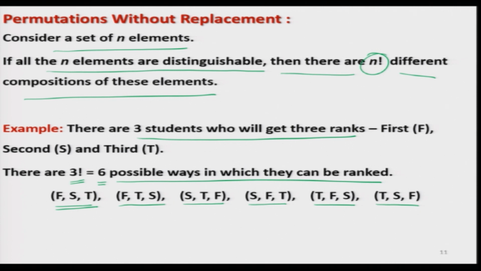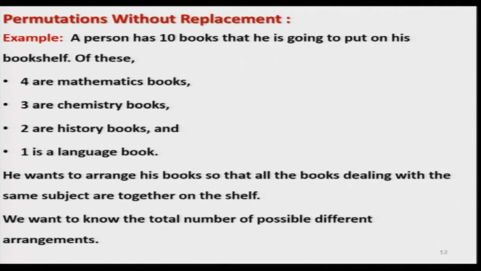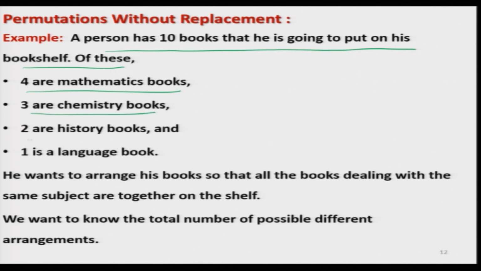And similarly, you can count different ways, and now you can see that whenever you are trying to compute a real probability, whenever the data size is very large, there can be a large number of such possible combinations, then such rules will help you in finding out the total number of ways. Let me try to take here one more example. Suppose a person has 10 books and he is going to put those books on his bookshelf. And out of these 10 books, 4 are mathematics books, 3 are chemistry books, 2 are history books, and 1 is a language book.